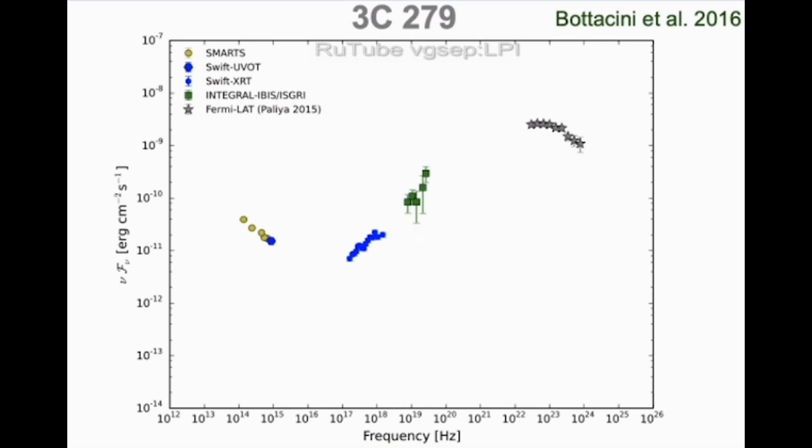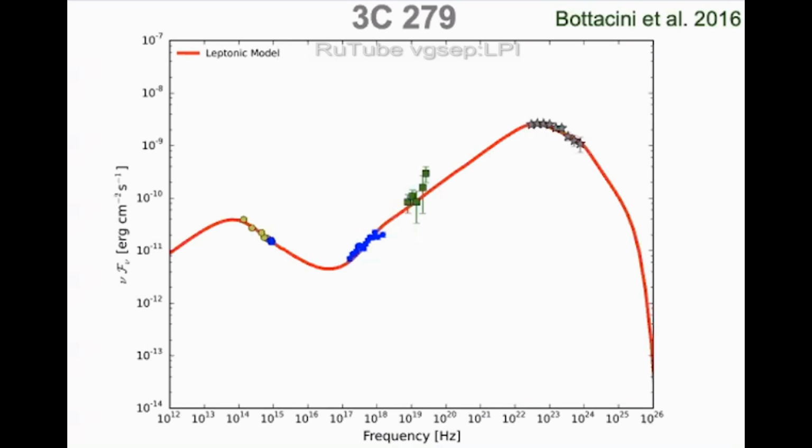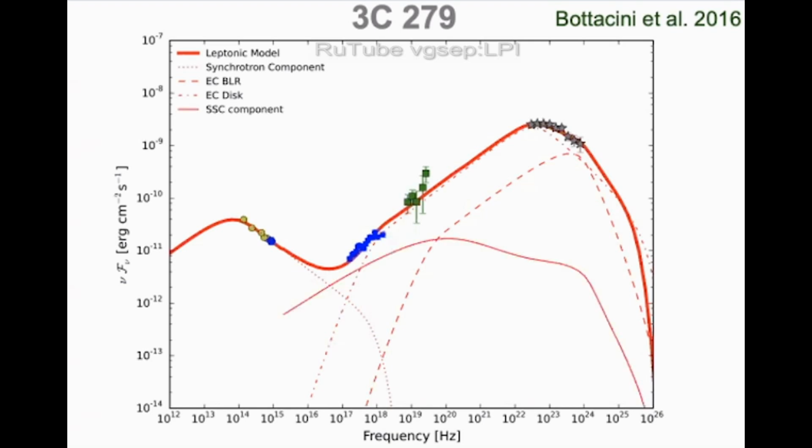So we modeled this SED with a leptonic model, and here come the single components. You have the synchrotron component, the external inverse Compton on the broad-line region. This is very well known from independent observations in the past as well. Then we have the inverse Compton of the photons arising from the accretion disk entering the jet, and eventually also the synchrotron self-Compton component.